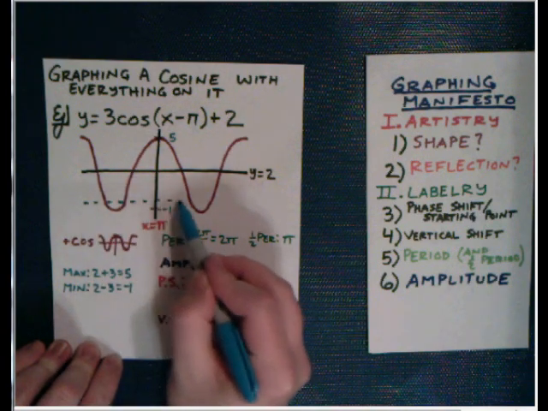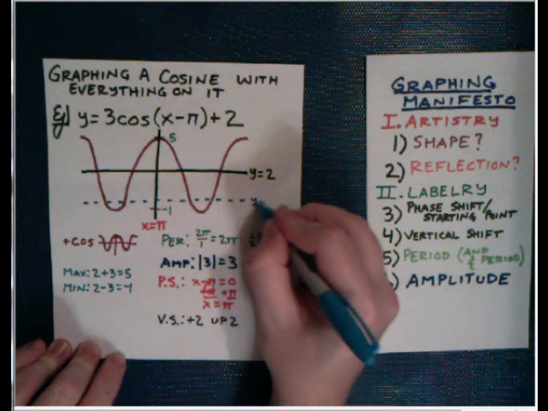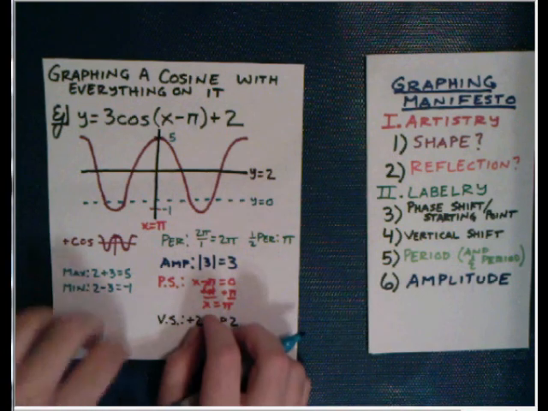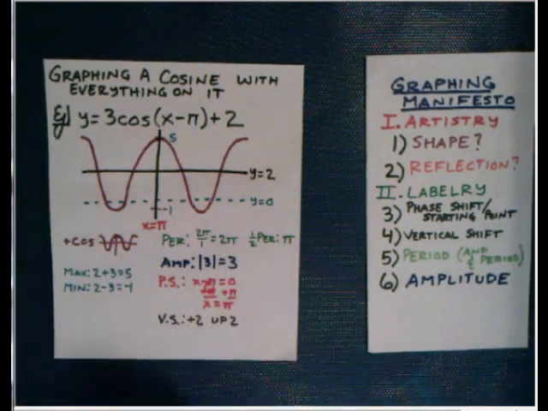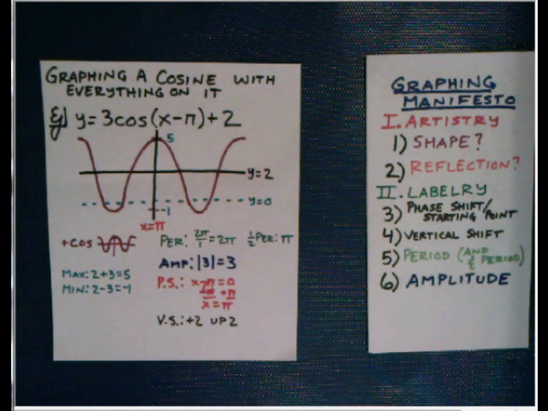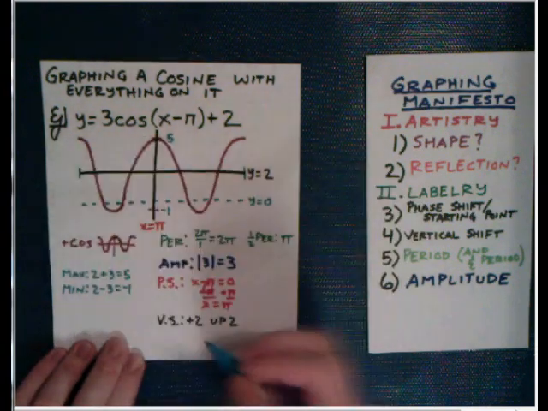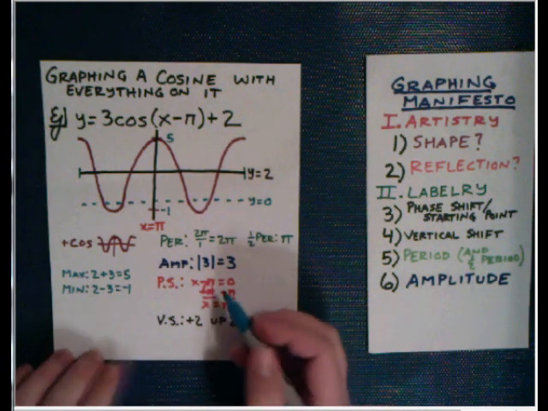So since it's actually in the picture, I'm going to go ahead and draw it in. So this is the x-axis. So normally it would be centered here. So our graph's been moved up, which makes sense because it's a vertical shift of +2, so it went up. Okay, so now to find the other two, we need to use the period and the phase shift.